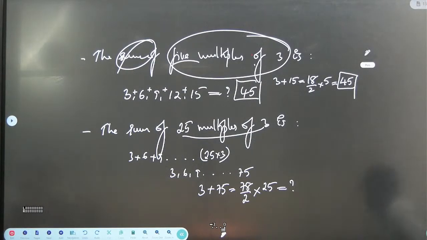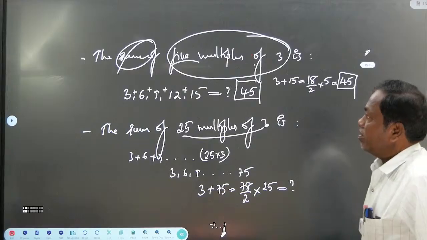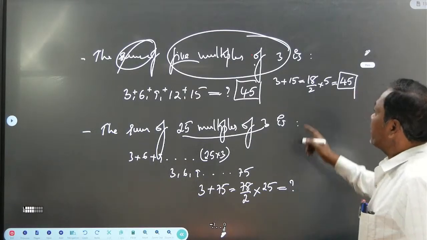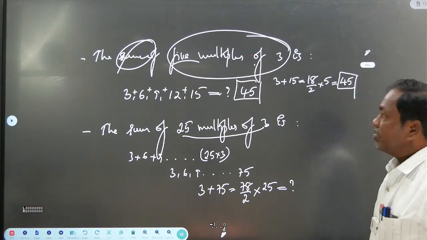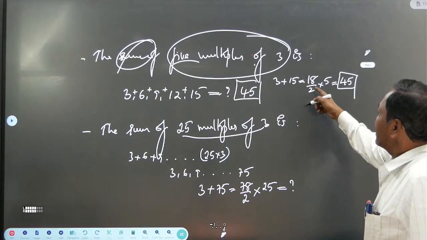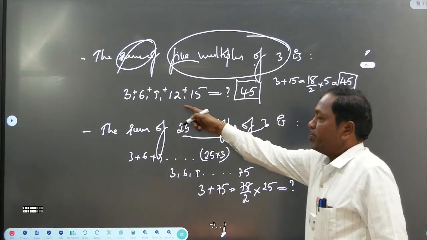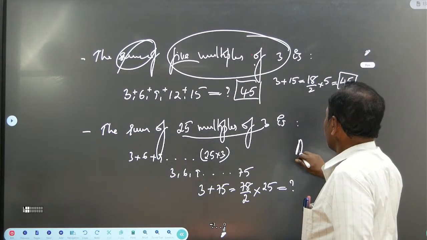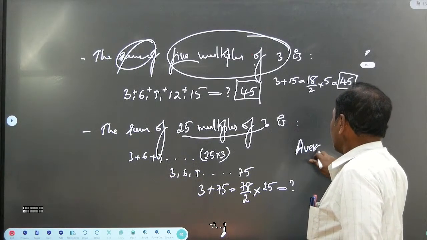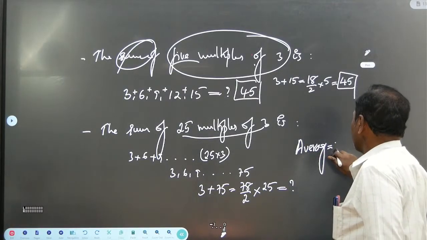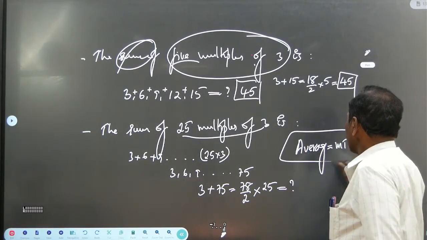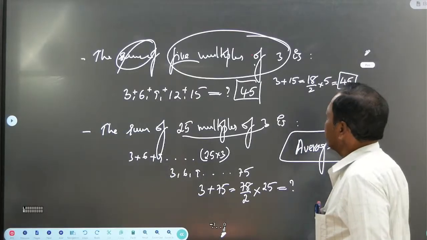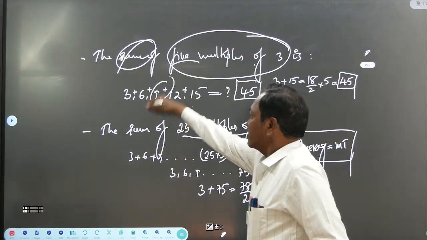Okay, right. Now you can see here always the middle average is equal to the middle term. What is the average here? 18 by 2, 9. 9 is the middle term. See that. Here the average is equal to the middle term. Average 9 means 9. It's like that.